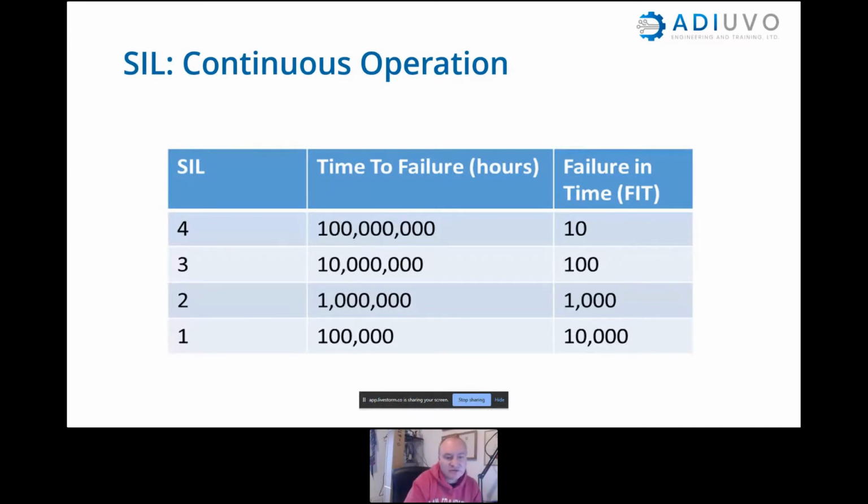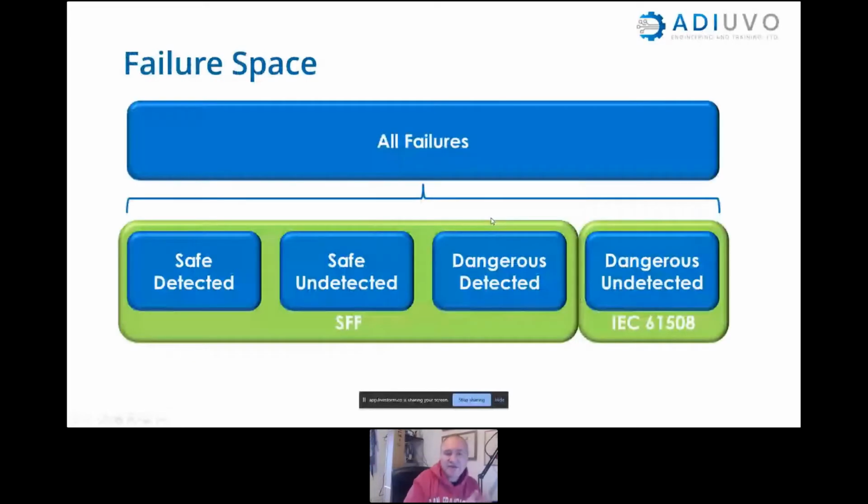So we have this 100 million hours that we need to reach, and that's a lot to actually get to. So it takes a lot of time to actually be able to design a system with multiple components that's going to achieve that target. We've got a number of areas that we need to consider as well.